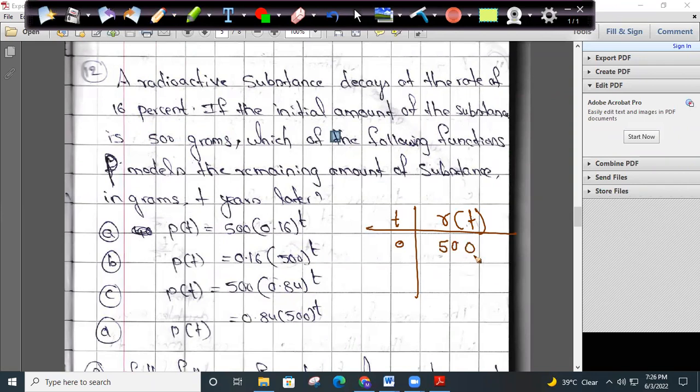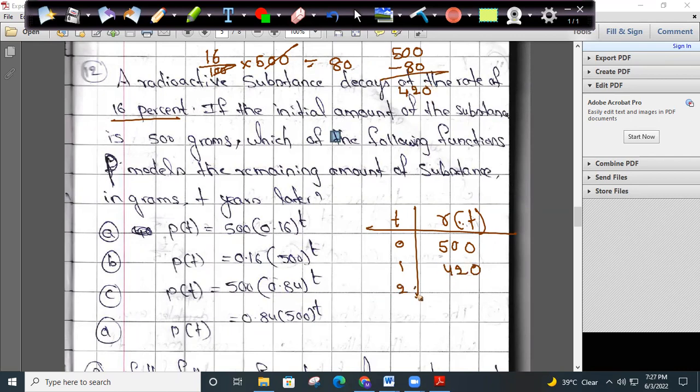500. When T equals 1, what is the remaining amount? How much is going? 16%. So 16% means 16 by 100 times 500. This is a calculator based question. 16 times 5 is 80. Out of 500 rupees, you spent 80 rupees. So how much amount is left with you? 420.